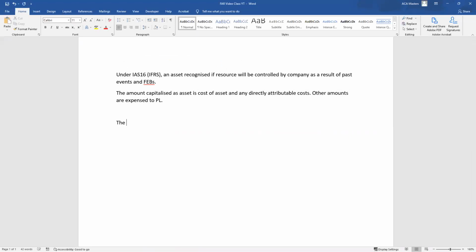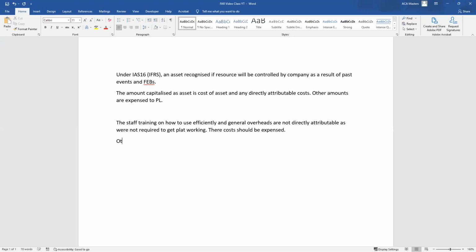So you could say the staff training costs. It's probably easier to say the costs which aren't directly attributable rather than the ones which are, because there are fewer of them. So the staff training on how to use it efficiently and general overheads are not directly attributable, as they're not required to get the plant working. These costs should be expensed.